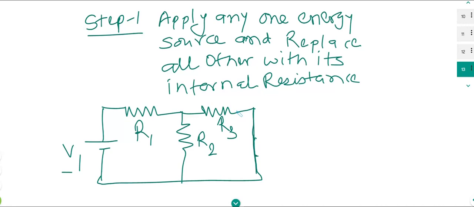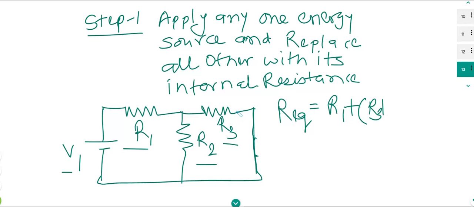Now what you have to do is find R equivalent of the circuit. R3 is parallel with R2, and in series with R1. In this way you will get R equivalent of the circuit.